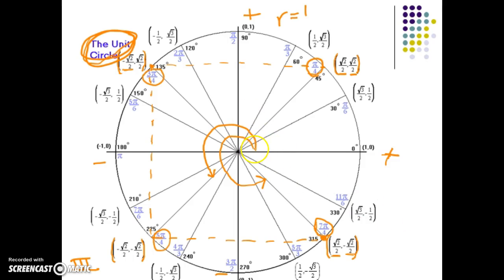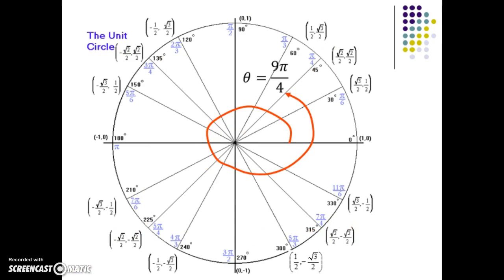And I could even go further than one full rotation and still find an angle measure larger than 2 pi. Remember, 2 pi is one full rotation. But if I go one full rotation and continue another pi over 4, that's an angle measure of 9 pi over 4, but I'm right back here at this same point in the plane where I had sine and cosine values for pi over 4. So the reference angle for 9 pi over 4 would be positive pi over 4.